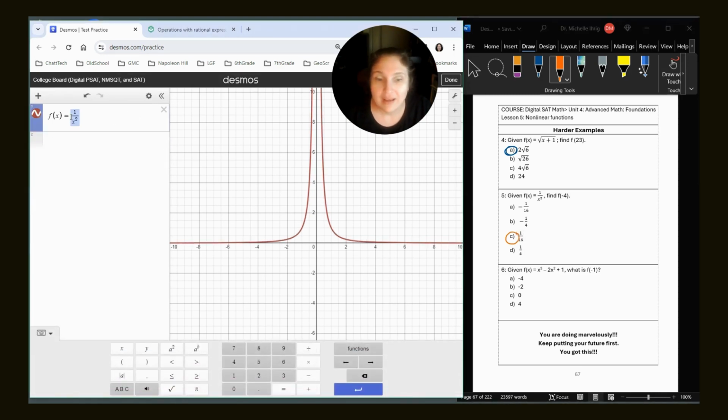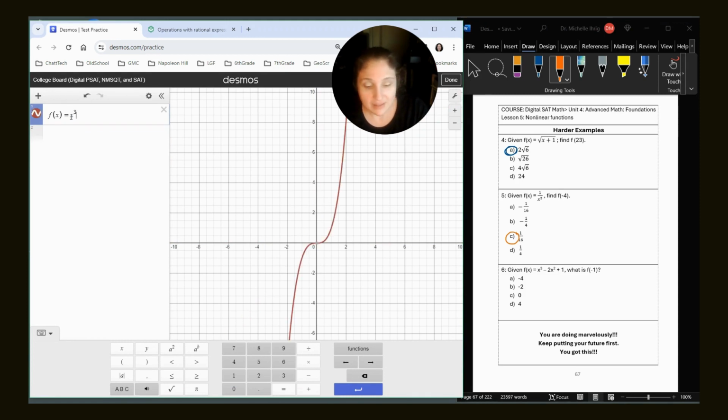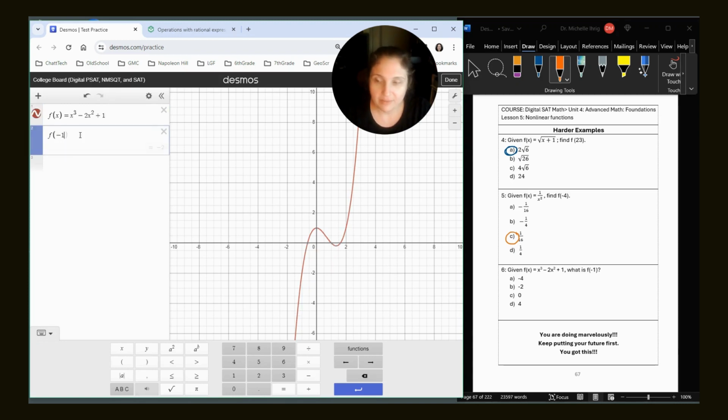All right, let's look at our last one. We've got x cubed. Remember, shift 6. You're going to be taking the SAT or the PSAT, and you're going to be like, shift 6. Make sure you say the f. Plus 1, x cubed minus 2x squared plus 1. F of -1 is -2.